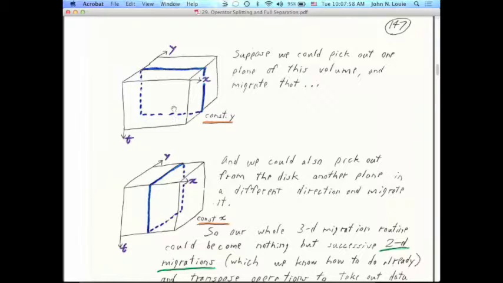Probably a more difficult task to parallelize is the transpose. But once you've transposed it, then you have a similarly, ridiculously easy to parallelize task in migrating on all the constant x planes, which you could do all at once. Okay, so that's advantage number three of full separability.